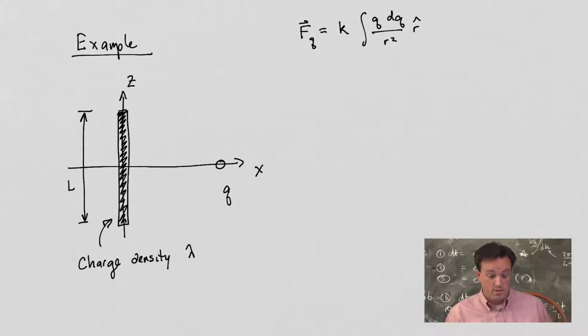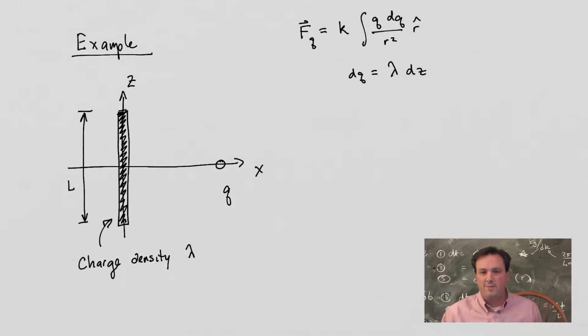Now, it's a one-dimensional charge distribution, and so dq is going to be equal to my charge density, lambda. I'm using the same symbol as I used on the previous page. Lambda is going to be the charge per unit length, in some direction. And since I've set up my rod in the z direction, I'm going to multiply lambda by dz.